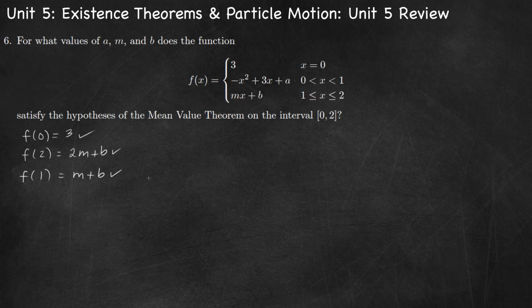We need the limit as we approach 1 from the left to equal the limit as we approach 1 from the right, and that limit has to equal f of 1. So we have 3 things to check. 1, find the value of f of 1, which we did, m plus b. 2, find the limit of f as x approaches 1. Now, we need to check the limit from both sides. So we're going to find the limit from the left and the limit from the right.